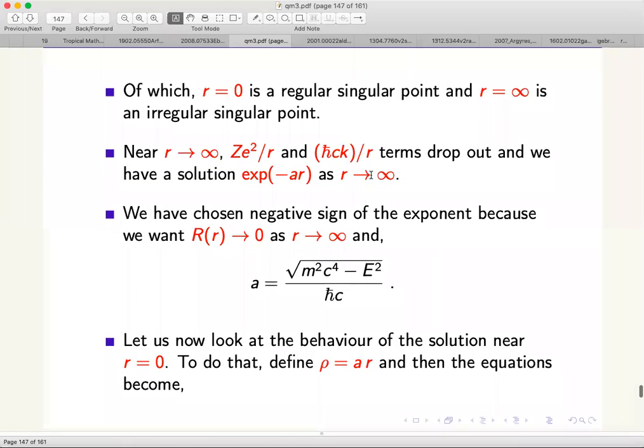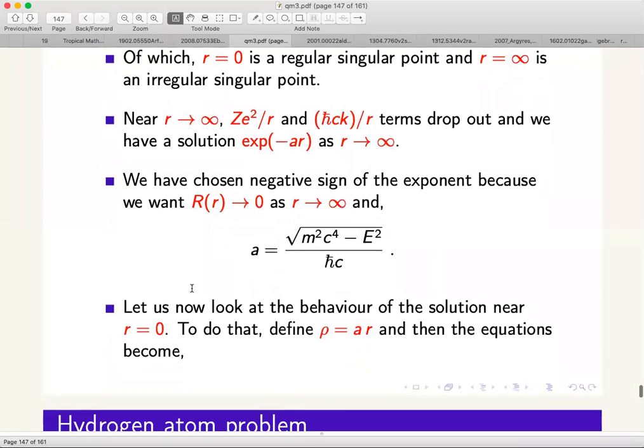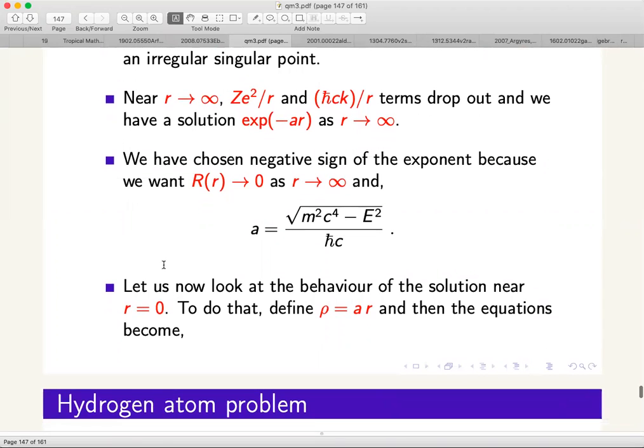Good. So now, these are the things I have already explained. Now let's look at what happens near r equals 0. I suppose I have time, right? It's just about 4. Okay, I got a bit confused.